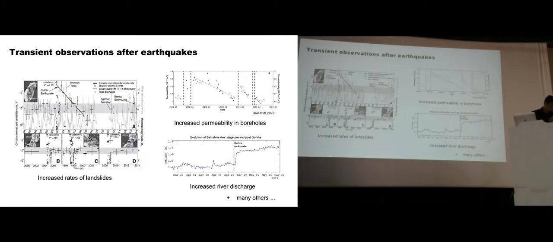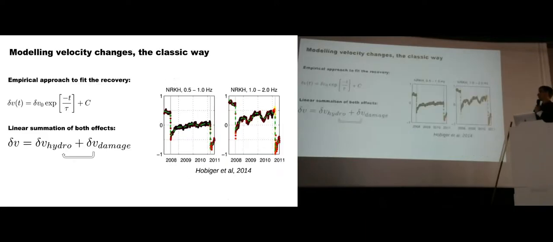You can also observe hydrological effects in a river, because usually you have a rather steady river height, unless there are large rainfall events. But at the time of an earthquake, and this is again the Gorkha earthquake in Nepal that we will be talking about, there's an increase in the water level in rivers. So at the moment of the earthquake, it drains a lot of water from the landscape, and that continues for a while, which is another transient observation after earthquakes.